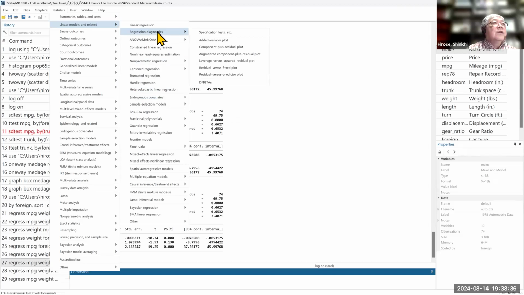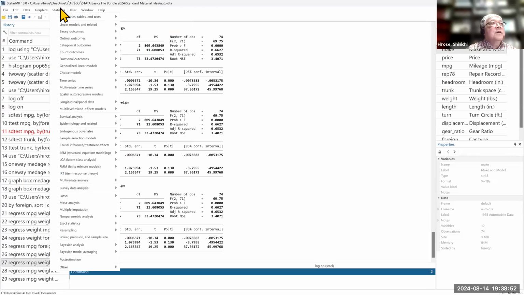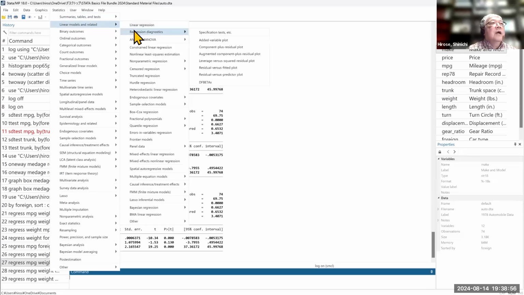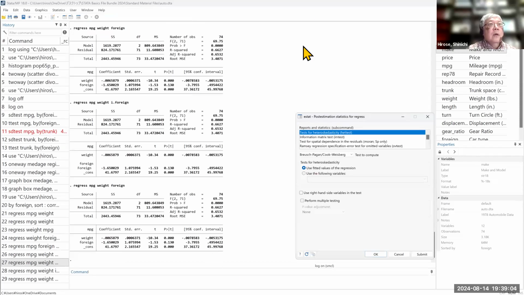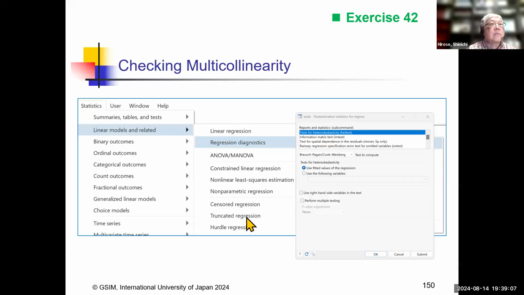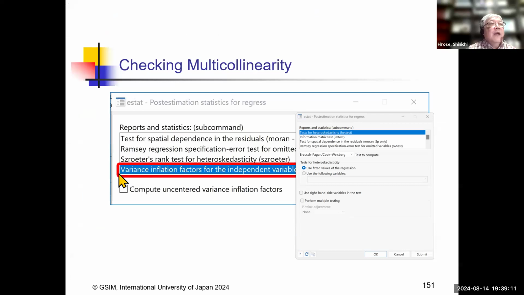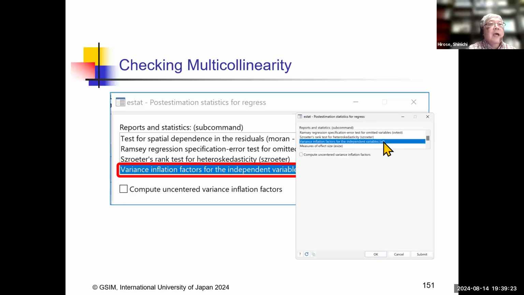Here, yeah, regression diagnostics. The menus thread changed slightly in version 18, so it is not exactly the same. However, I found it. So statistics, linear regression, regression diagnostics, and the specification test, etc. Then you will find the variance inflation factor, VIF, in this. Here we go, VIF. And we just click OK and see the VIF evaluation.